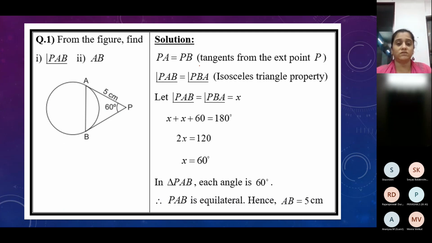So first you must say the tangents are equal. So by the isosceles triangle property, these two angles are equal. I've called this one X. So X is 60 degrees. In triangle PAB, each angle is 60 degrees. So it's equilateral. Hence, AB is equal to 5 centimeters.